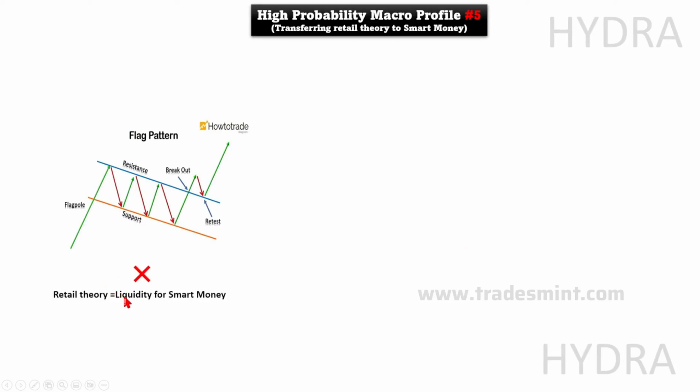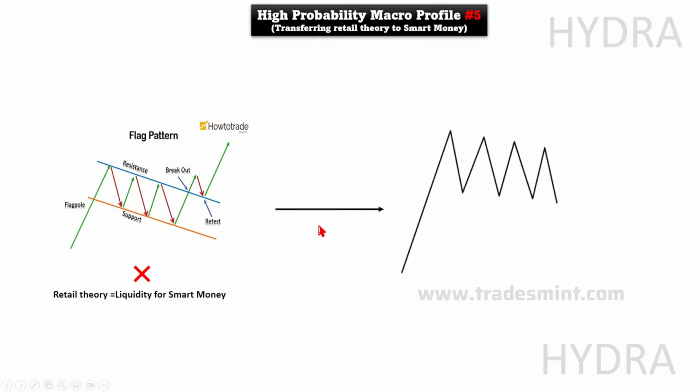So retail theory is liquidity for smart money. What they're doing here is not what we are doing, but this will form in the chart, folks. Okay, this flag pattern, don't think like, okay, it's a retail theory, so it's not going to come in the chart. It doesn't exist. It exists. The same theory will form in the chart, but we'll see it differently. How?